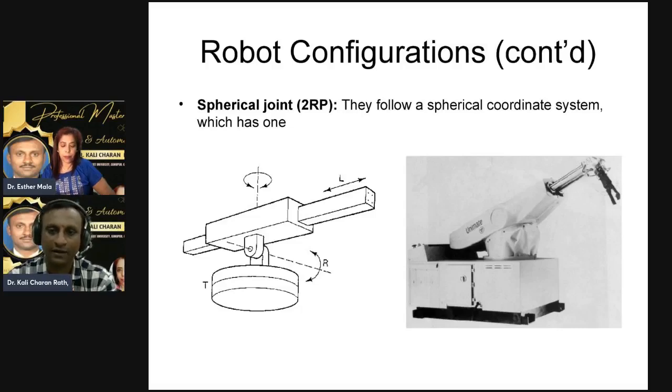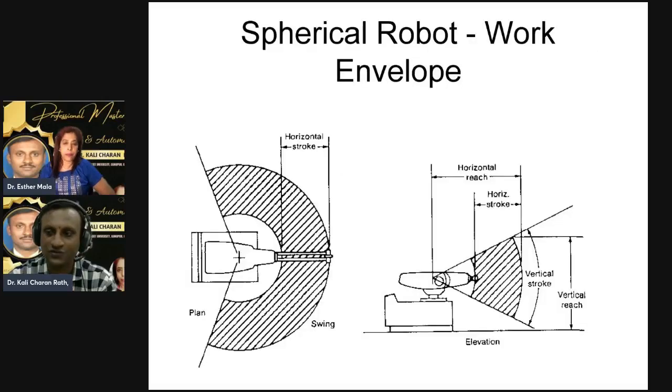Now slide number 13 represents its design: the total spherical volume, how it will cover, or up to what extent it has to cover, that you also have to define here. Horizontal reach as well as vertical reach, these two things have to be taken care of when we are designing this kind of robot.